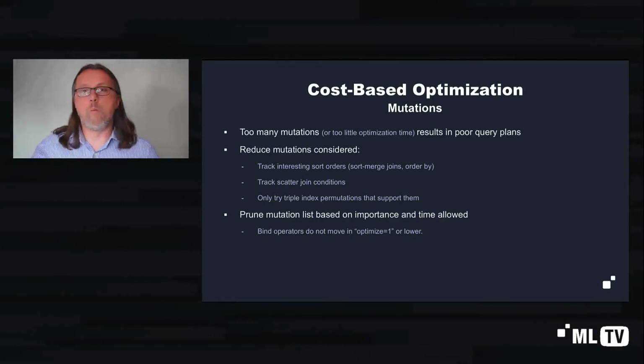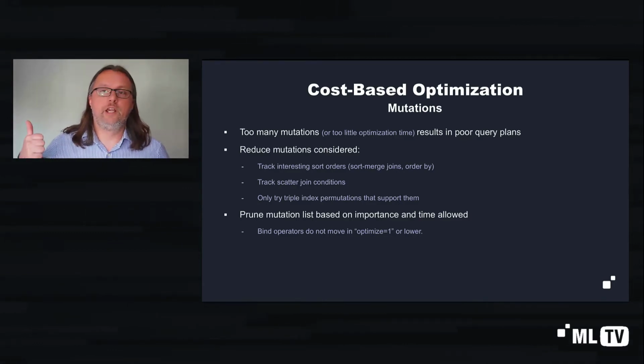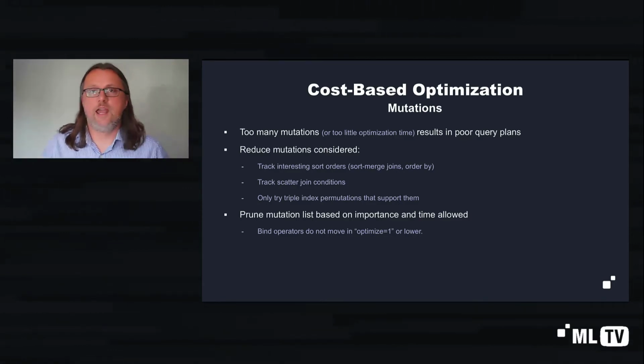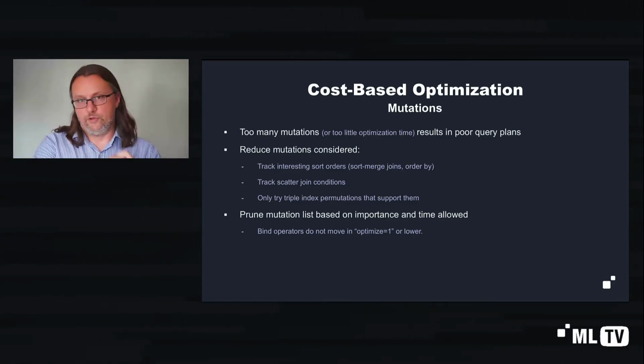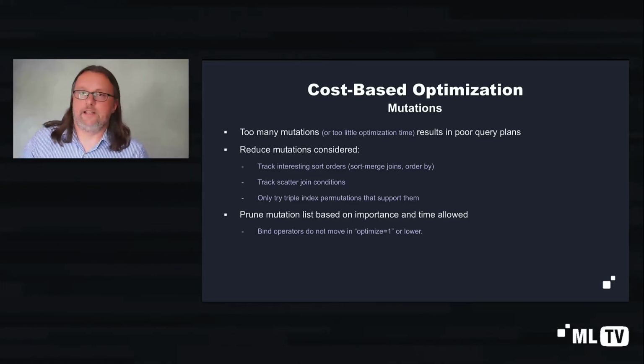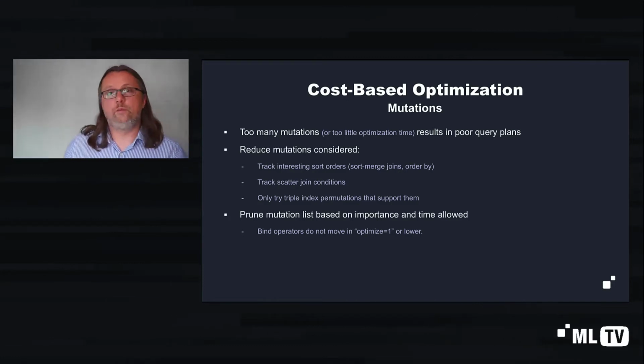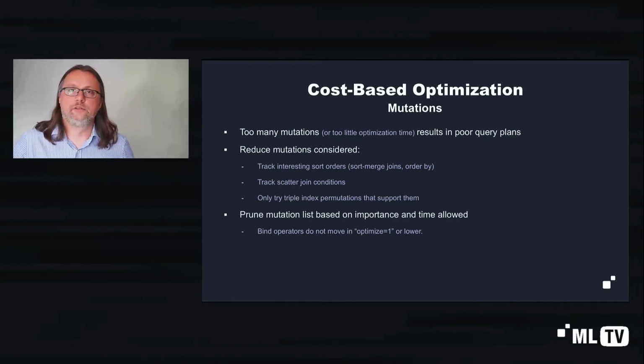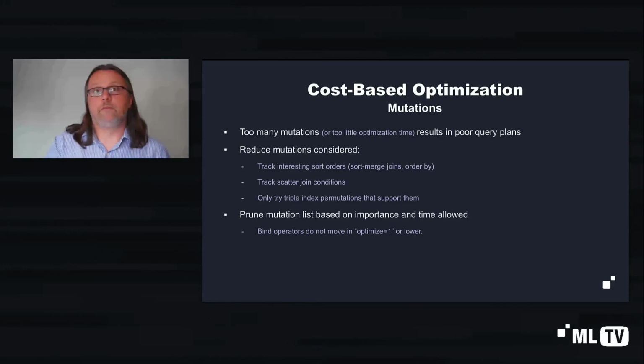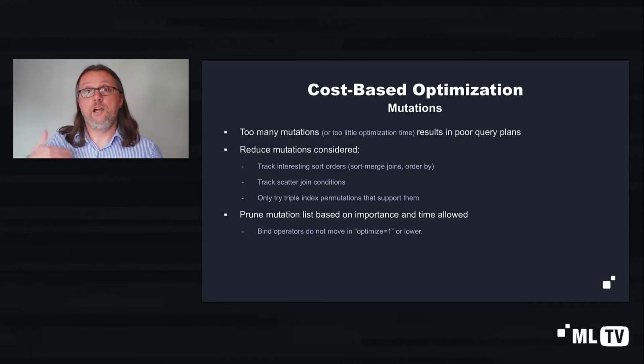That depends on how big the list of mutations is, but we do things like track interesting sort orders. So if there's an order by, we keep a note of the fact that we want to be ordered by this column. Then deeper into the plan, if we find an index access that might be able to return in that sort order, we'll add a mutation to let it do that. But otherwise, we don't add the mutation to change the sort order if it's not actually required by something further up the plan.